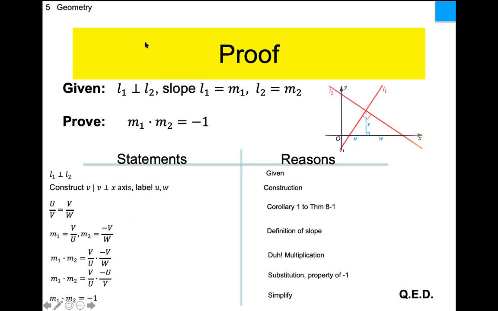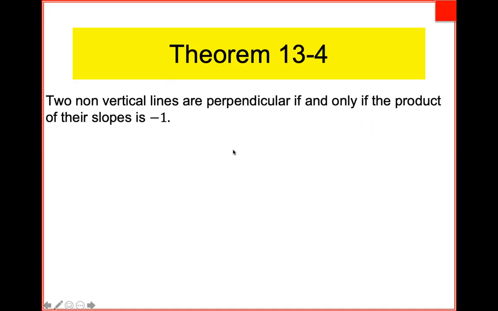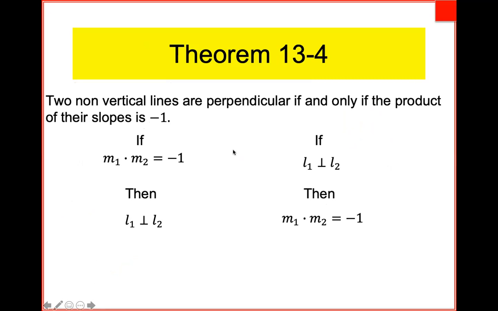And this is our last theorem of the day, Theorem 13.4. This is an if and only if statement as well. I only chose to prove one side of it. In classroom exercises, they prove the other side of it. So they prove that if M1 times M2 is equal to -1, then the two lines are perpendicular.